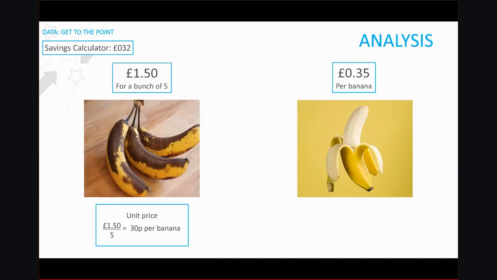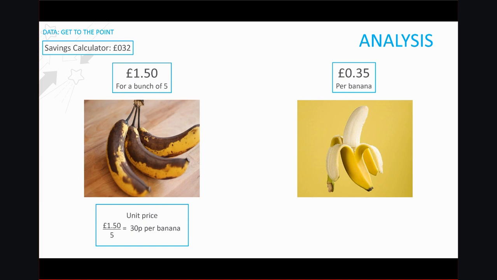So as well as looking at baked beans, Kevin turns to his fresh fruit, bananas. Kevin usually buys a bunch of 5 bananas for £1.50. So he works out that £1.50 divided by 5 equals 30p per banana. So this is a seemingly cheaper price than the individual bananas at 35p.